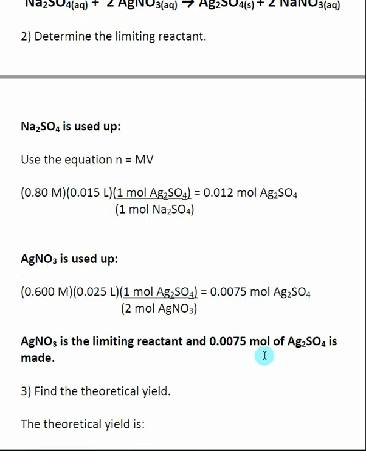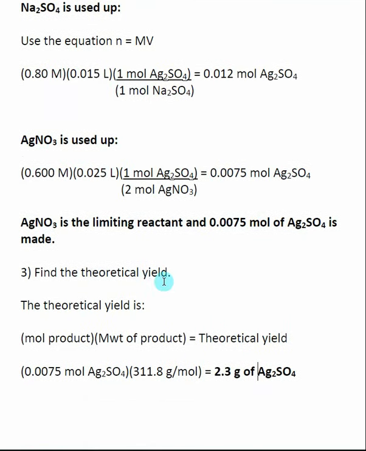Once I have the number of moles, the next step is to actually find the theoretical yield. Remember, when we say theoretical yield, we're talking about grams. We don't want moles. So I have to convert my number of moles of silver sulfate into grams of silver sulfate. The calculation is moles times molecular weight gives me grams, or in this case theoretical yield. So I take the number of moles of product, which I just found, times the molecular weight of the product, which I can find from the molecular formula Ag2SO4, and that'll give me my theoretical yield for this reaction.